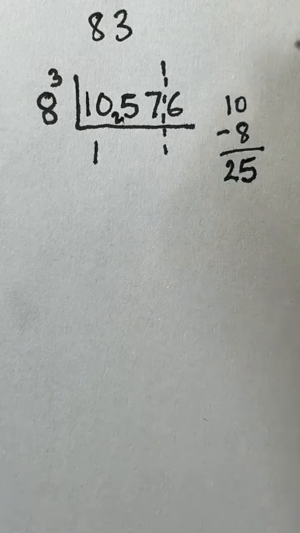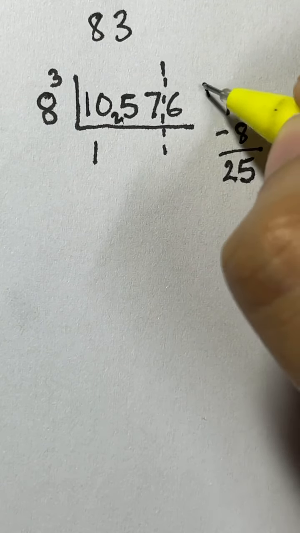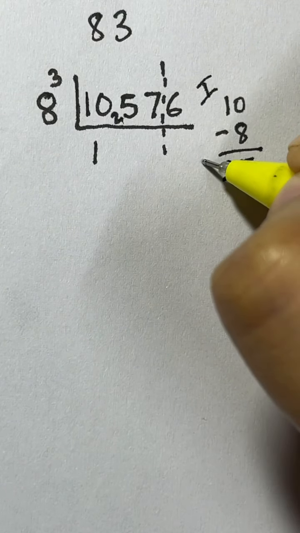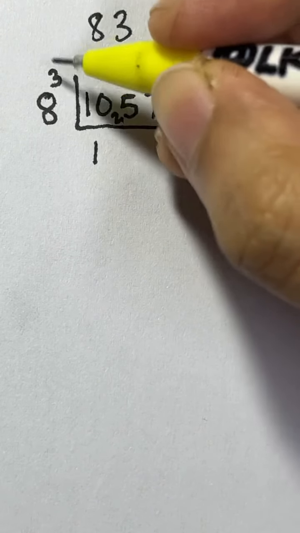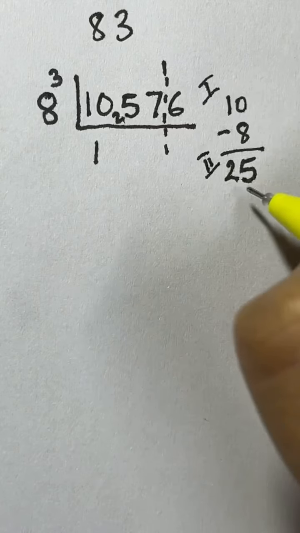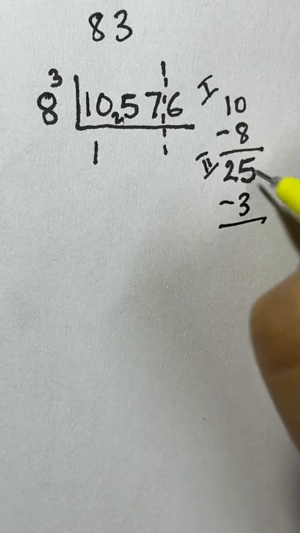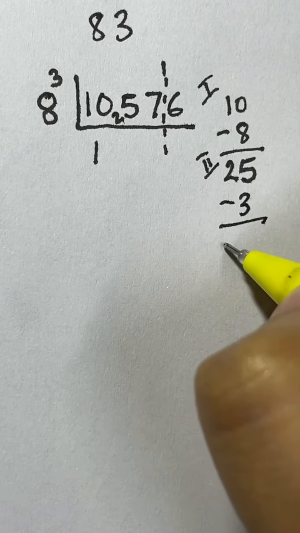Now the main important thing, the second step. This was the first step. What is the second step? What you have to do? You have to multiply this quotient with your tiny number. So 3 times 1 is 3. Subtract 3. 25 minus 3 gives you 22.